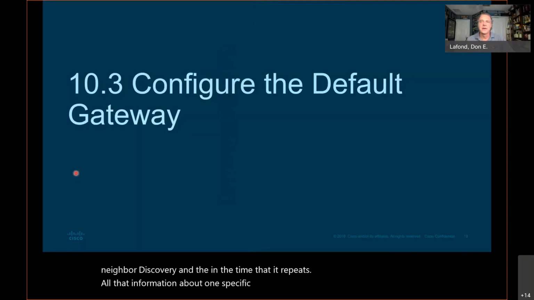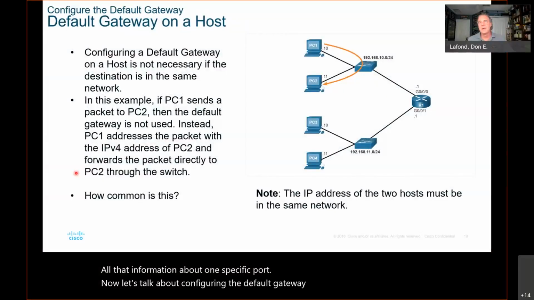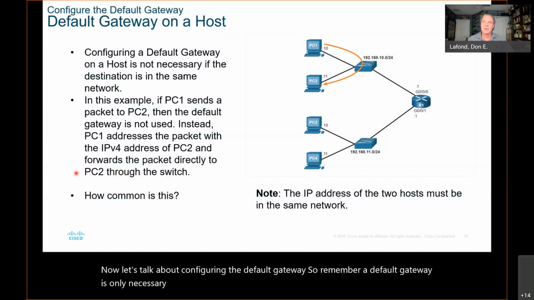Now let's talk about configuring the default gateway. So remember, a default gateway is only necessary when you want to reach outside of your network.